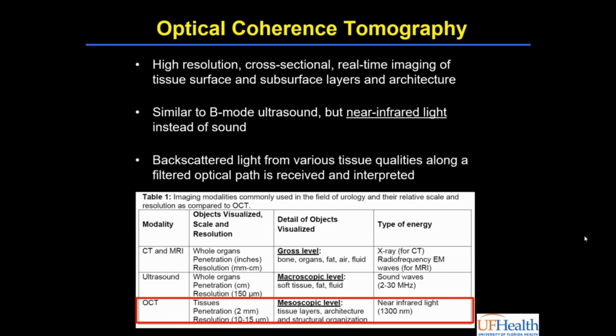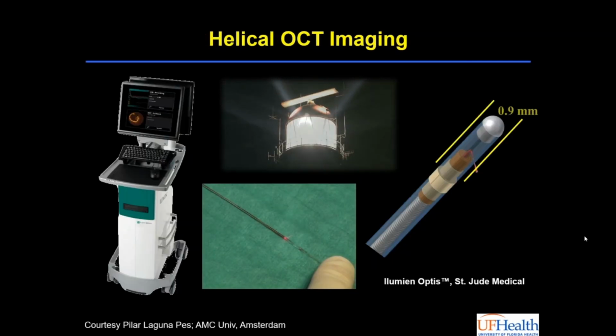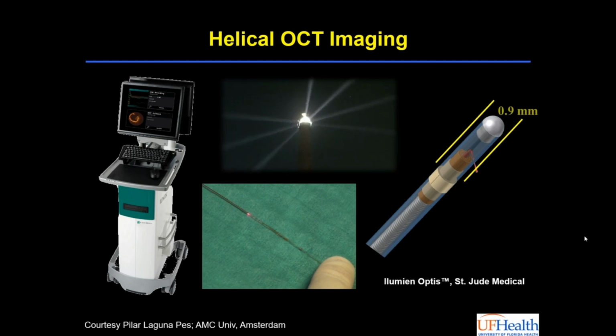OCT provides what the term is mesoscopic information. So it's a higher resolution than the other two types, but provides information on tissue layers and architecture and structural organization. This is an unpublished study by a colleague of mine in Amsterdam that utilized a technology called helical OCT, which essentially sends near-infrared light in a circular fashion, almost like a lighthouse, to gather information.